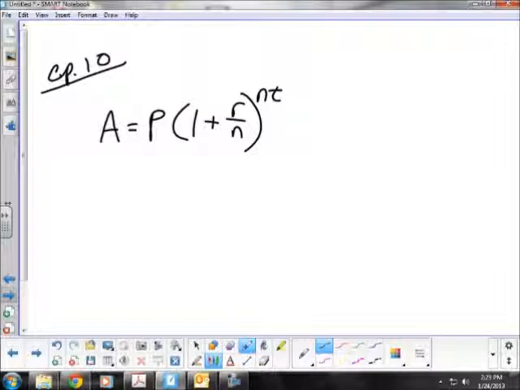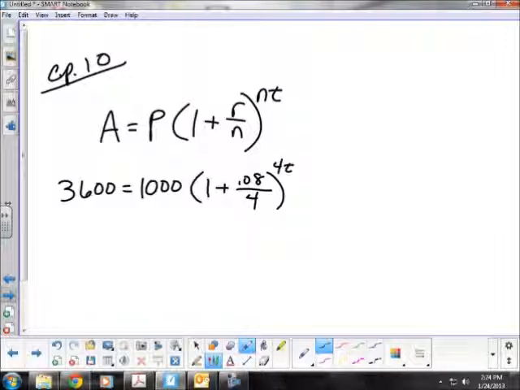Now we've got to look back at our problem and see what they gave me. What is the 1,000? That's the P. What is the 3,600? That's the A. That's how much is going to be in the account at the time I'm talking about. It's 8% annual interest, so 0.08 goes in for r, and it's compounded quarterly, so what's n? 4. And we're looking for the time, so that needs to keep a variable.